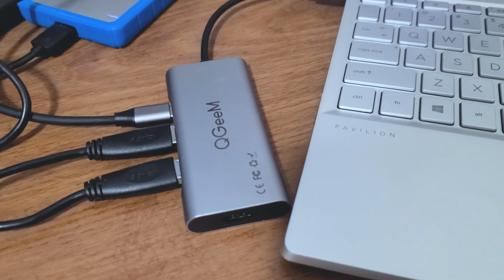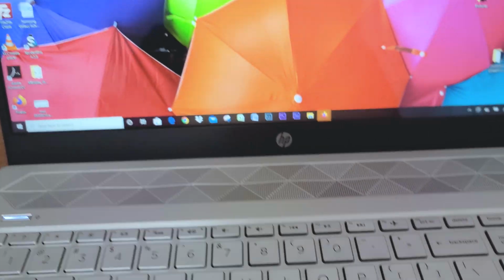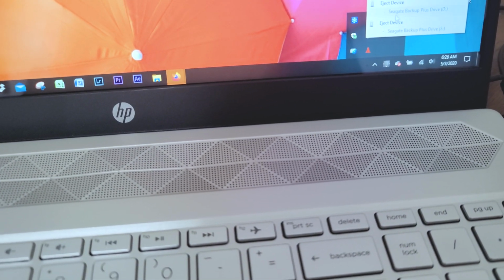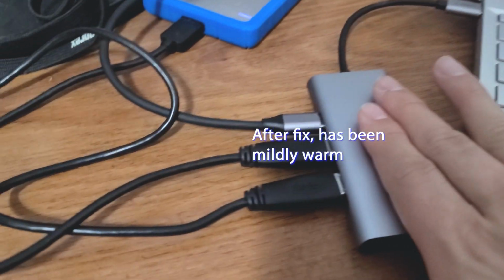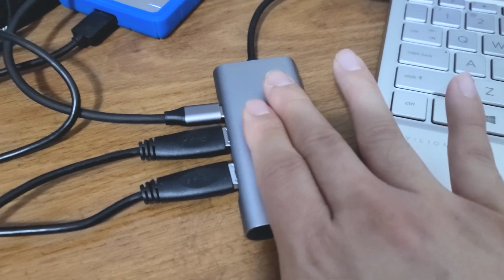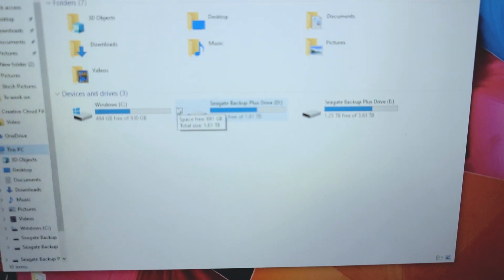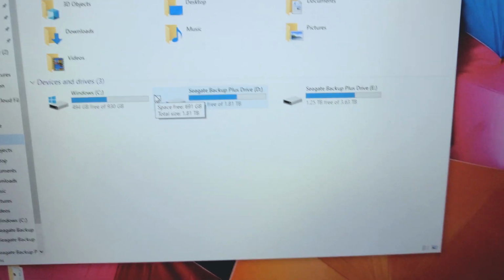Okay, success. What I did was reboot the computer, and now my two drives are showing. I mean, this is still pretty warm to the touch, but at least I am able to use my drives.